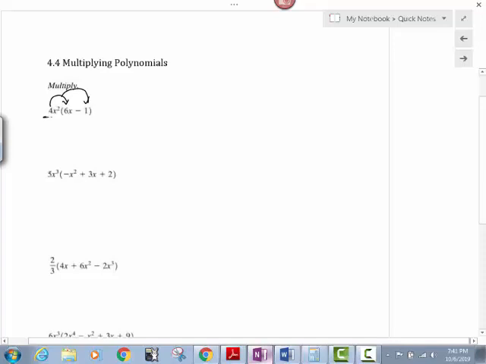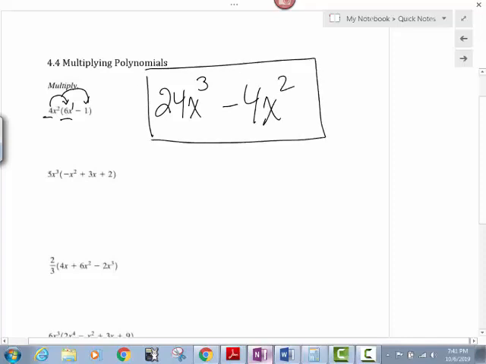So let's go slowly here. We already know that 4 times 6 is going to give us 24. If it helps, remember that the power on that x is a 1. Now we're going to add our exponents, so 2 and 1 more is going to give me 3. Minus, because there's a minus here, 4x squared times 1 is just 4x squared. These are not like terms, so I can't combine them. I'm going to just stop right there, okay?